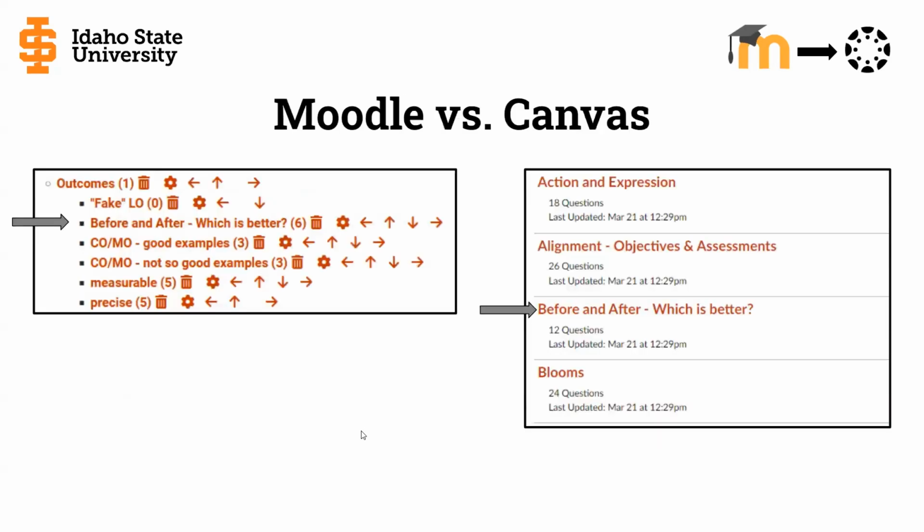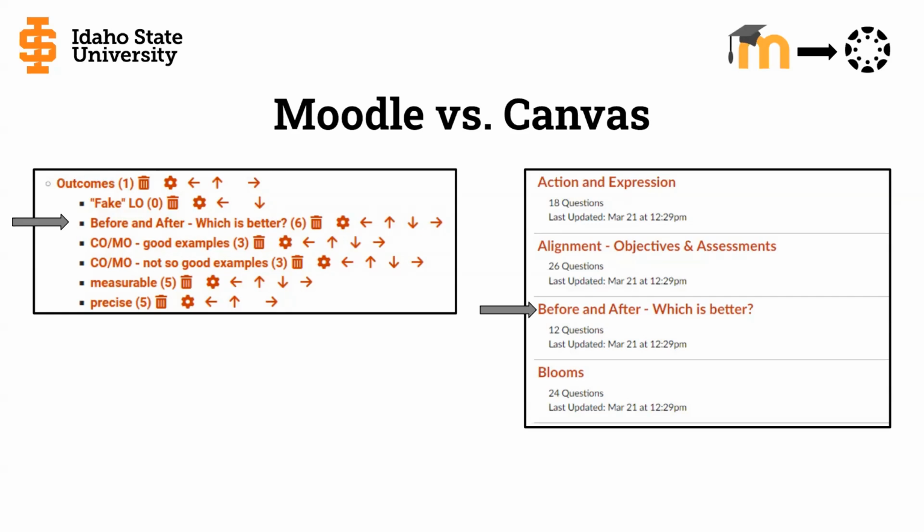So here are 2 categories. On the left, you can see that I have a bunch of questions that are all about outcomes. And there's 1 subcategory, before and after. And notice there's 6 questions in there. There's 12 in Canvas because I imported it twice. And now it's not under outcomes. So before and after has no relationship to outcomes.